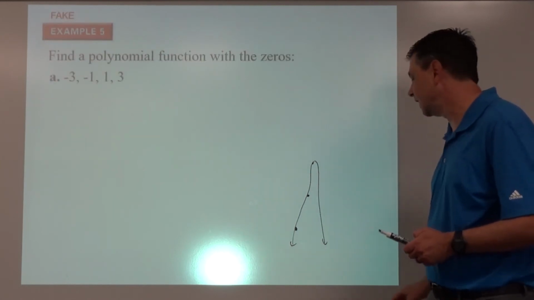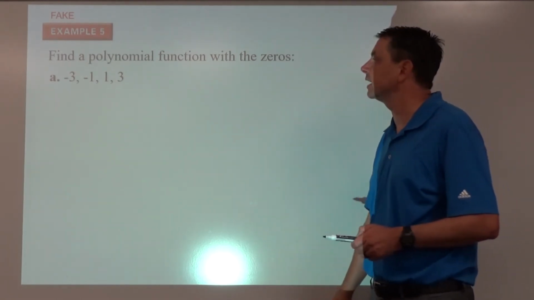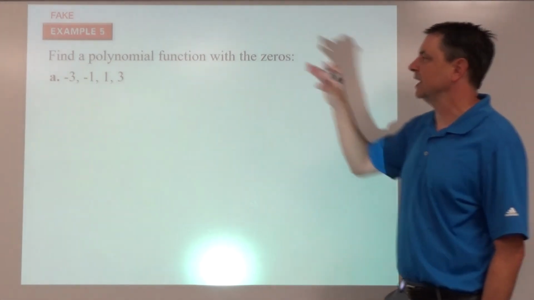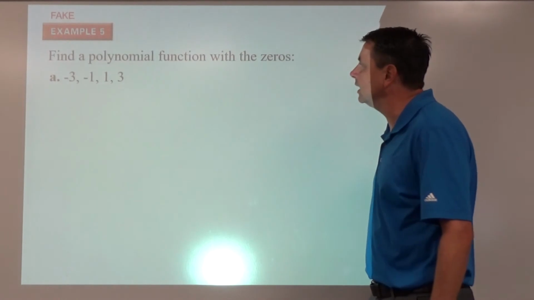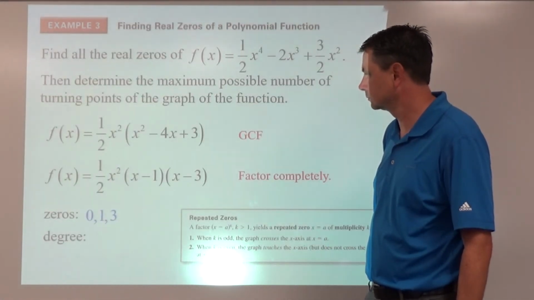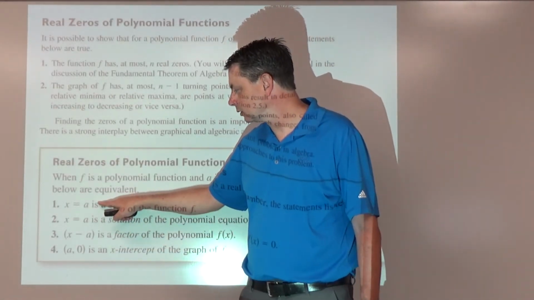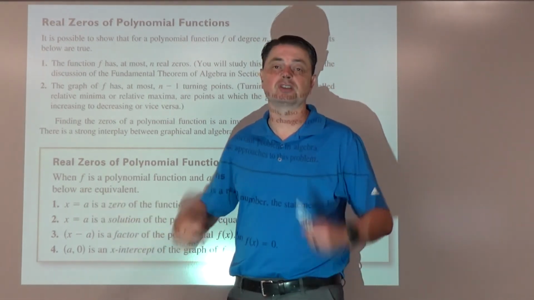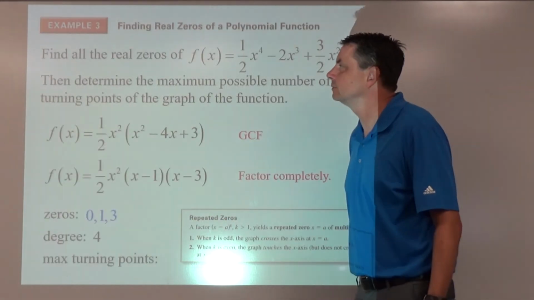All right, example 5, or fake example 5. Might not match what you have in the text here. Find a polynomial function with the zeros. So now we know the zeros. We want to go back to and connect to, we know a 0. That tells us that we know a factor. That's what we want to use because we want to come up with the factors that will allow us to get to the function itself.